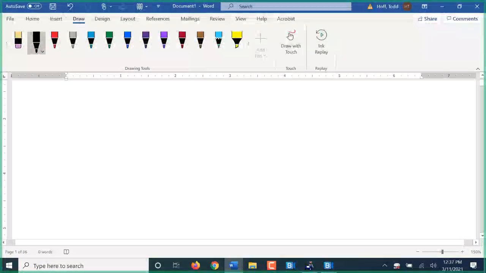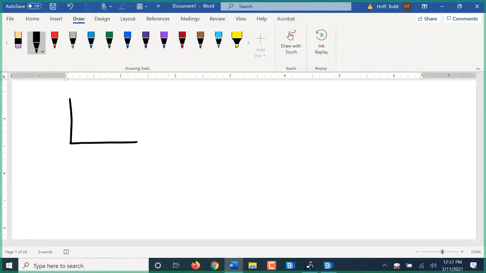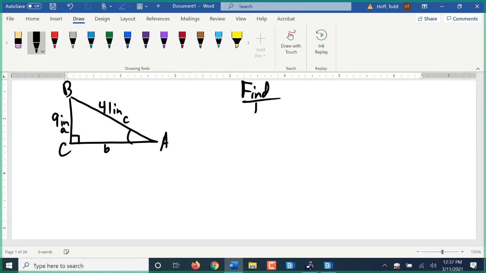I'll have you guys try one in your notes. This will be a slightly different case. Let's do 9 inches here and 41 inches here. Angles A, B, and C, side little a, little b, and little c. I'm going to ask you to find side B, angle A, and angle B. I'll give you about a minute and a half, and then we'll go over those.